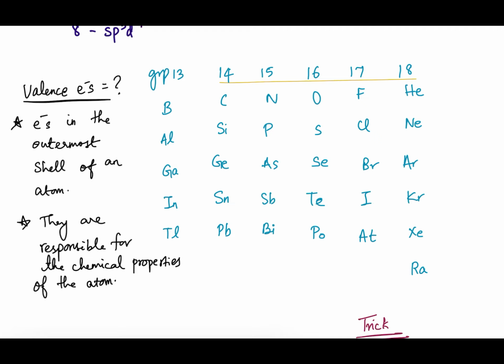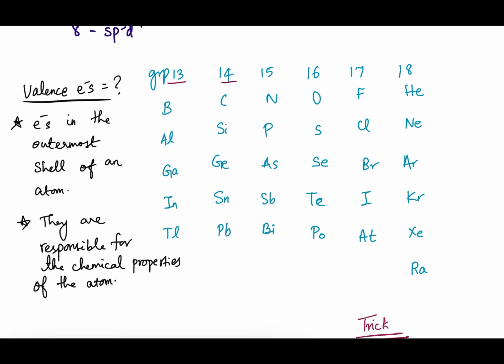Before going into the trick, you need to know what valence electrons are. The electrons in the outermost shell of an atom are called valence electrons. They are responsible for the chemical properties of the atom. This has to do with hybridization.